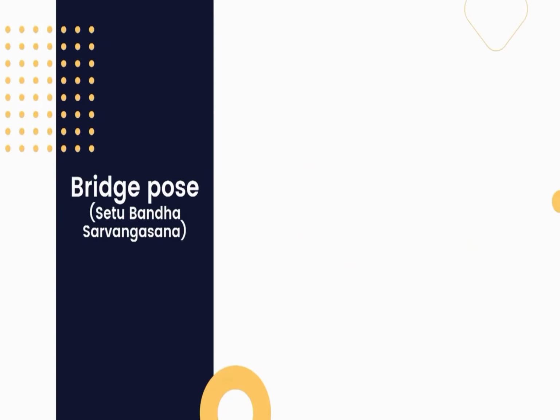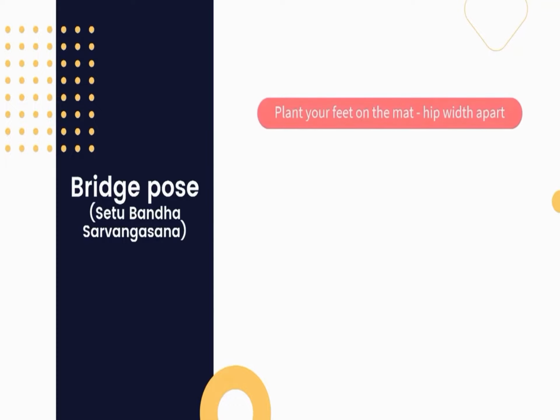Bridge pose, Setu Bandha Sharvangasana. Lie on your back and bend both your knees. Plant your feet hip-width apart, lining up your hip bones, not the outer edges of your hips, and knees, and bring your arms alongside your body, with palms facing down. Your fingertips should lightly touch your heels.